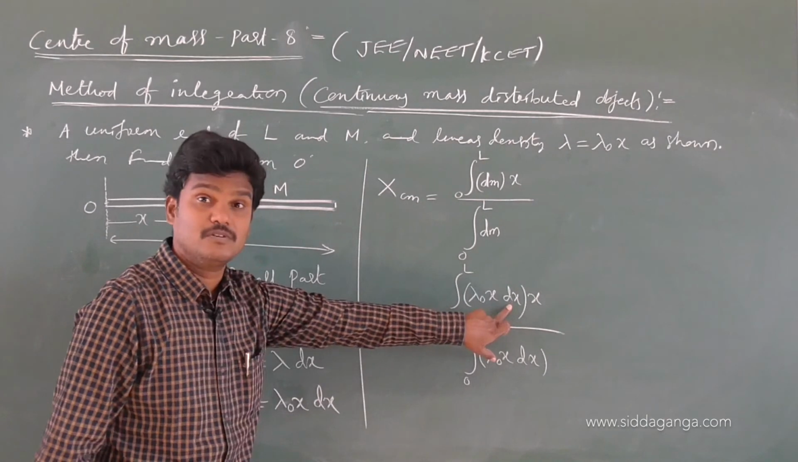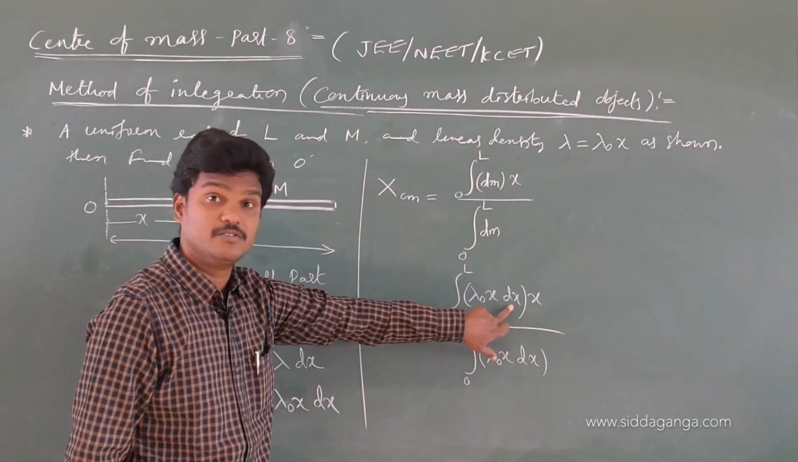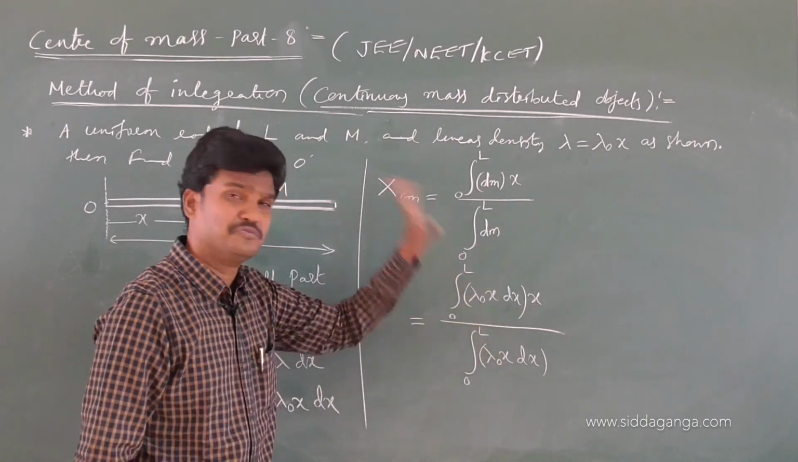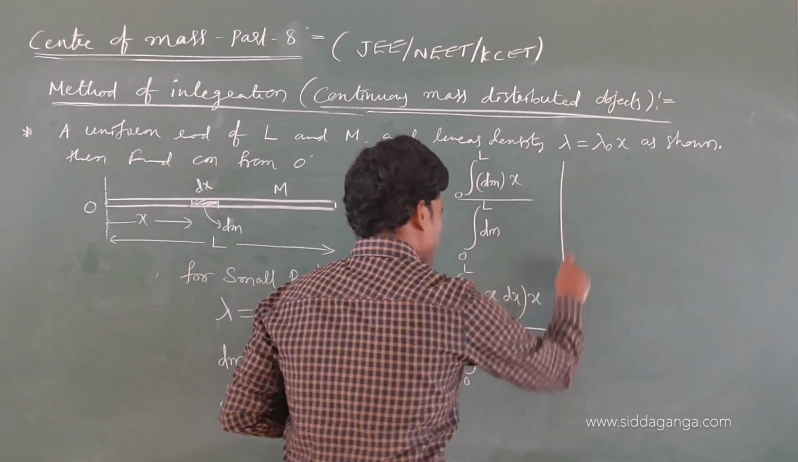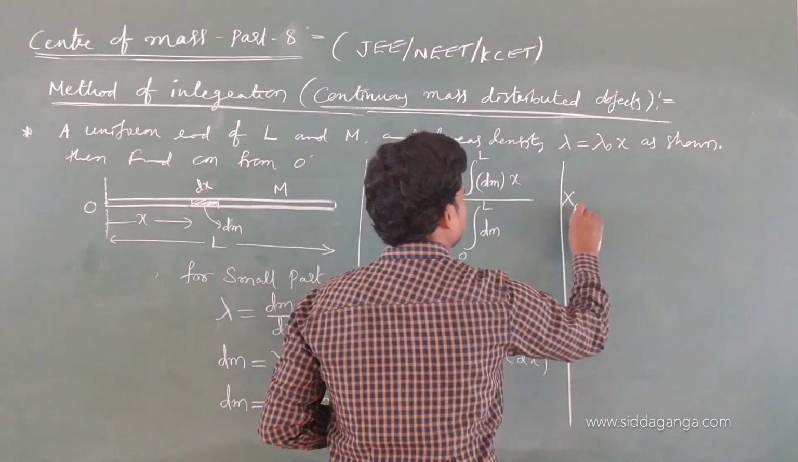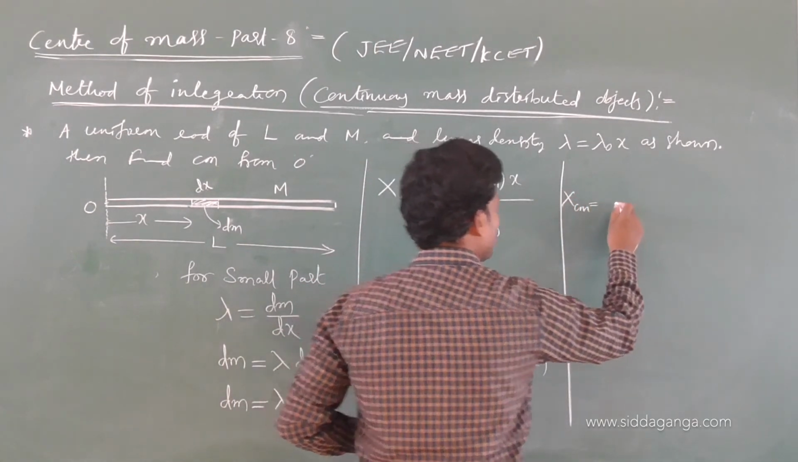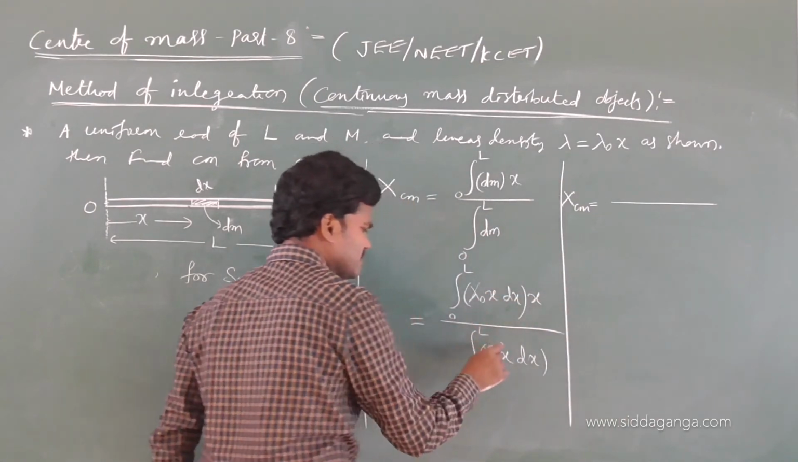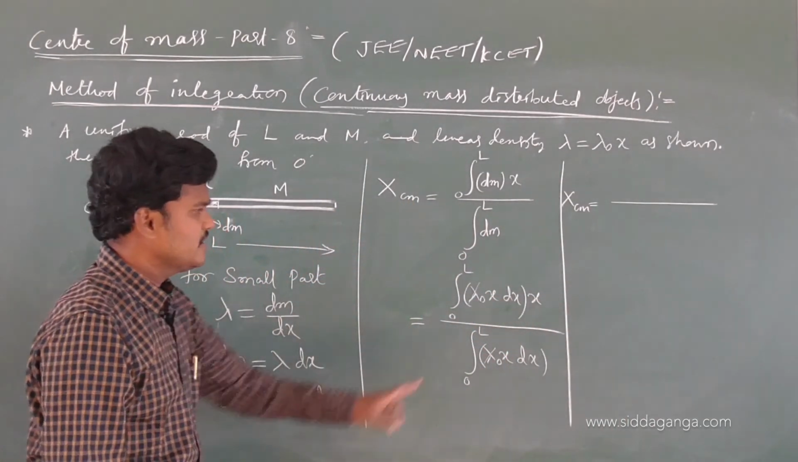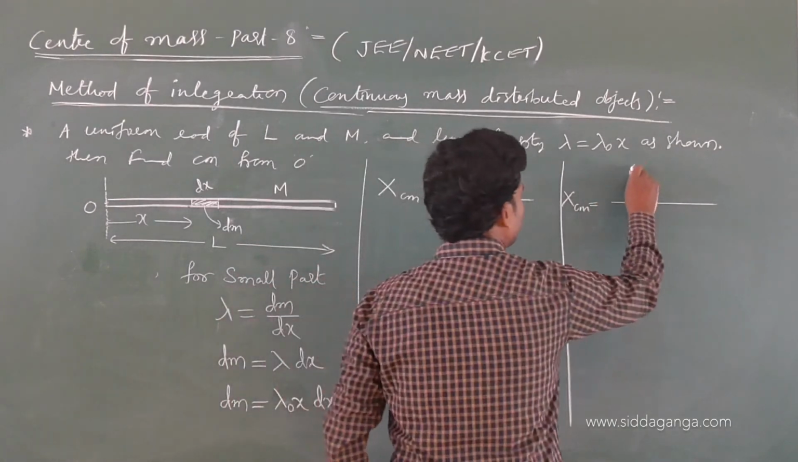dx is a derivative quantity. Don't write x cube. So dx is what? A derivative quantity. Now x times dm. Lambda naught you write outside; anyhow it cancels. This lambda naught is a constant, so it cancels. X square dx, integration of x square dx.